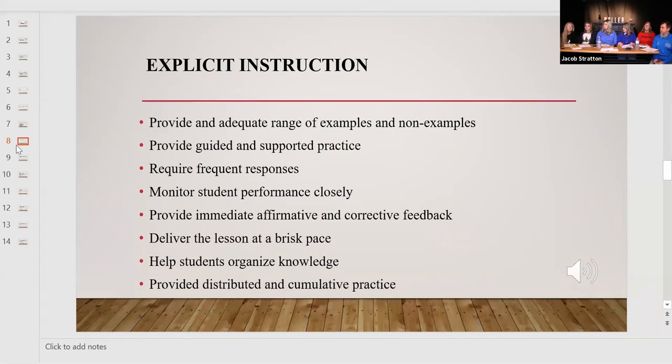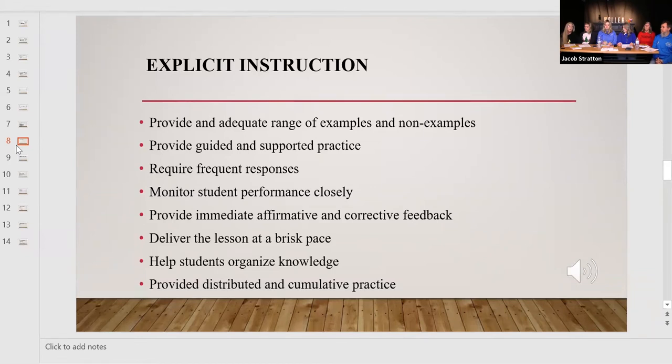And then, of course, while we're requiring those frequent responses, we have to monitor them closely. And to me, that's the most important piece of explicit instruction, because that's what determines our next steps when we're teaching our kids. Are we getting at them? Are we getting our information across clearly to them? Are they learning? Do I need to try something different? So that's where the teacher really has to hone in on their students and their responses, and they have to really think about their next steps.